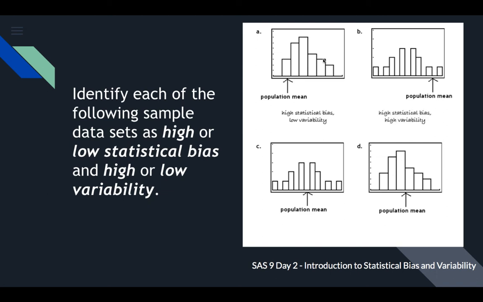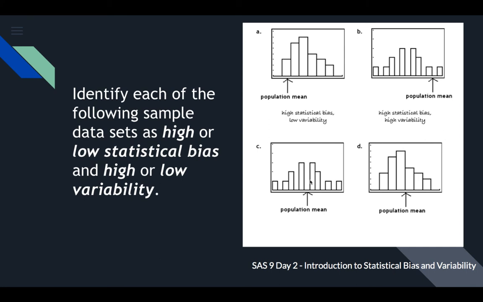Yeah, and I was right. See, the population mean is far away from the sample mean, and the values are really spread out. Now, you can tell these are values that are really spread out. That's variability. It's the measure of spread, and the more spread out it is, the higher the variability. The less spread out it is, the lower the variability.